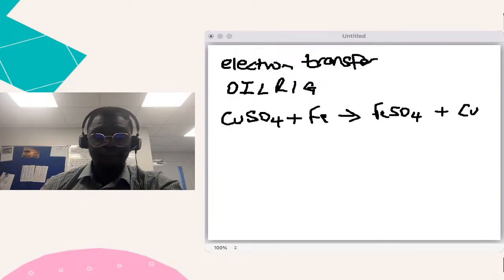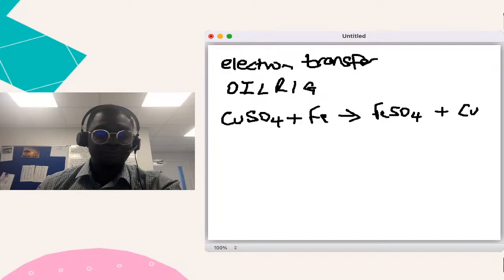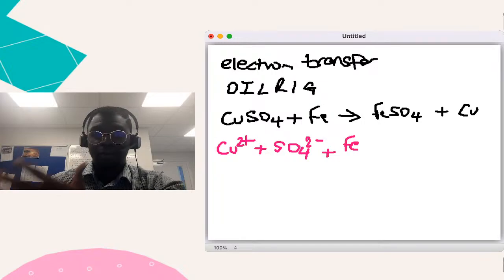So let's do that now. And I'm going to do this in a slightly different color, just so we can see the difference. So we'll do it in strawberry. Okay, so copper sulfate consists of copper 2+ ions and sulfate ions, which is SO4 2-, plus iron, which is just going to stay the same. Nothing going on there. It's just an atom at this point. Goes to iron 2+ and sulfate ions and copper.